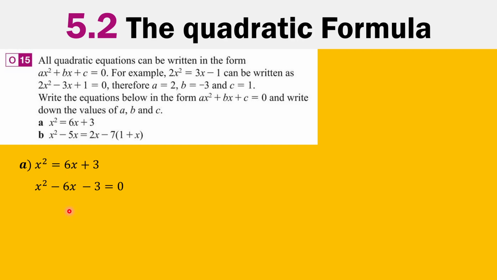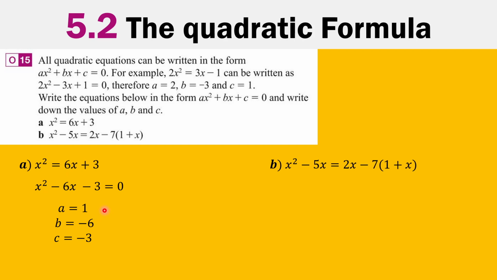Let's practice this. If I have something like this, use the balance method, rewrite it to this, minus 6x and minus 3 on both sides, and now write down what the values of a, b, and c are. A is the number in front of x squared, so a is 1. B is the number in front of x, so that's minus 6. And c is the number without a variable. So c in that case is minus 3. And that's the exercise here, right? Writing down what those numbers are.